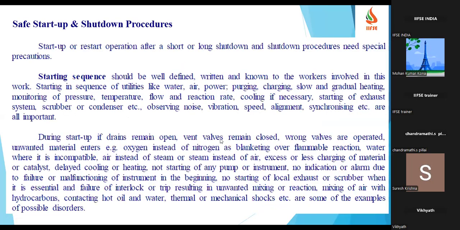Okay. So today we are talking about the safe startup and shutdown procedures. What is meant by safe startup and shutdown? You come across it when you are doing any activity, or your plant has undergone a long-term shutdown. So after a couple of months, you are starting your activity.